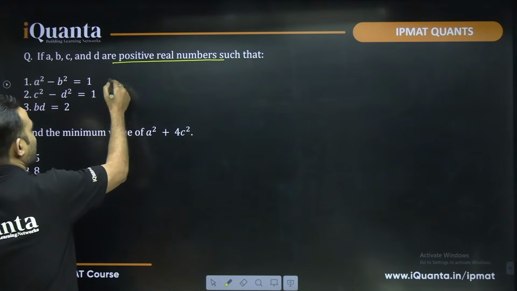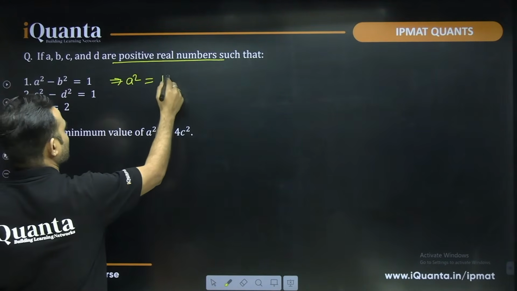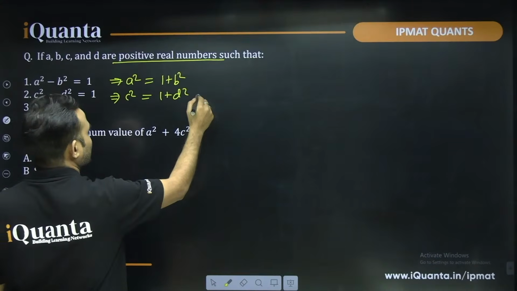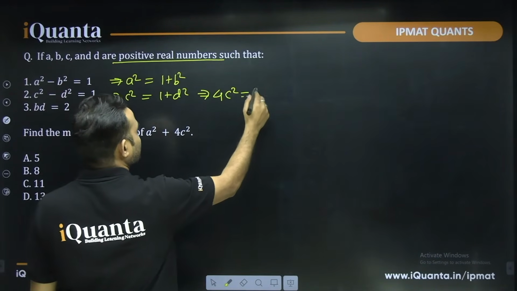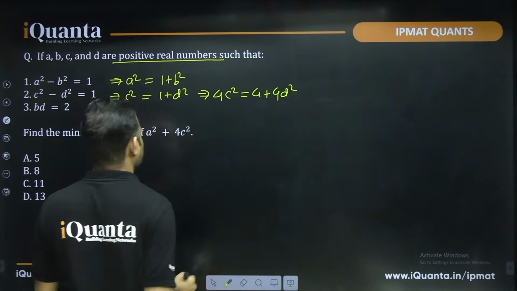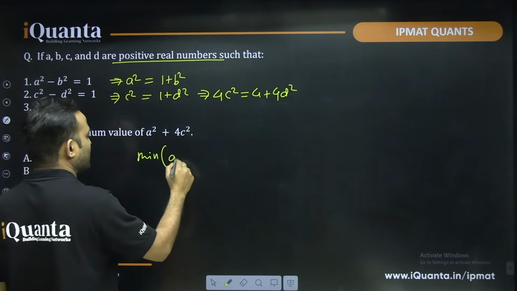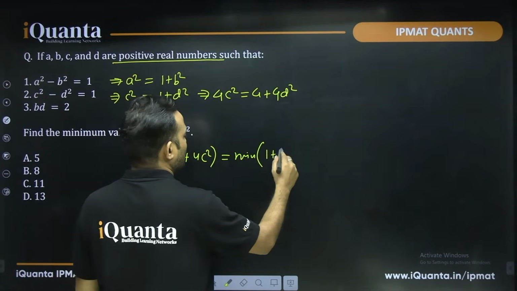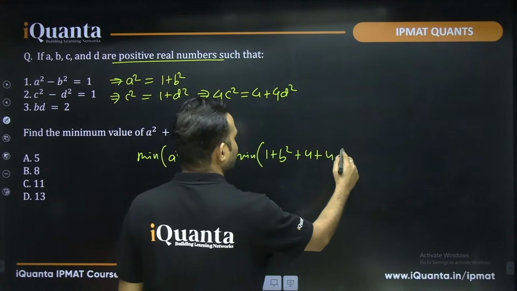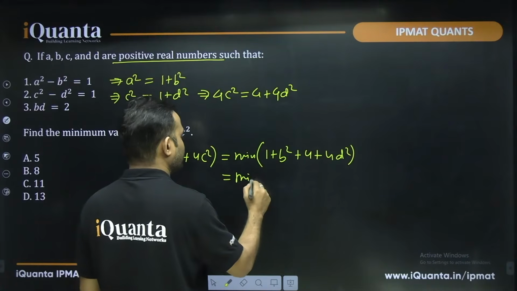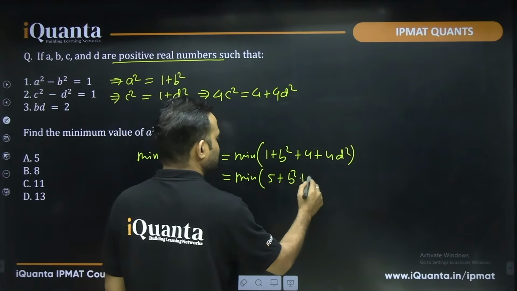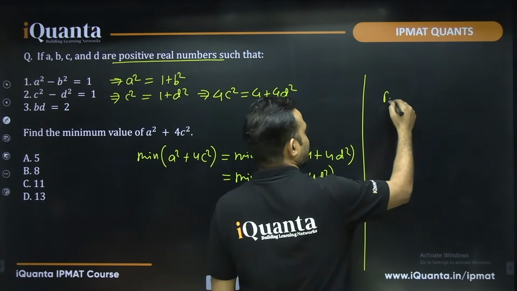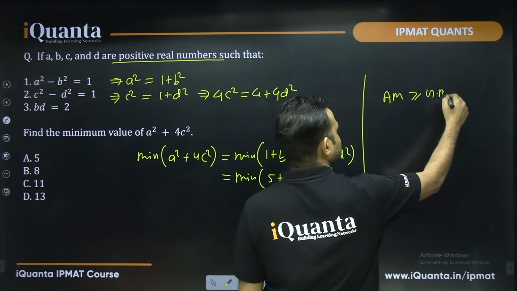First, we will find what is a². So a² can be written as 1 + b². Then we will find c². c² can be written as 1 + d², or 4c² can be written as 4 + 4d². So if I want to find the minimum value of a² + 4c², that will be the minimum value of 1 + b² + 4 + 4d², which will be the minimum value of 5 + b² + 4d². Right? What we can say that AM is always greater than or equal to GM, correct?